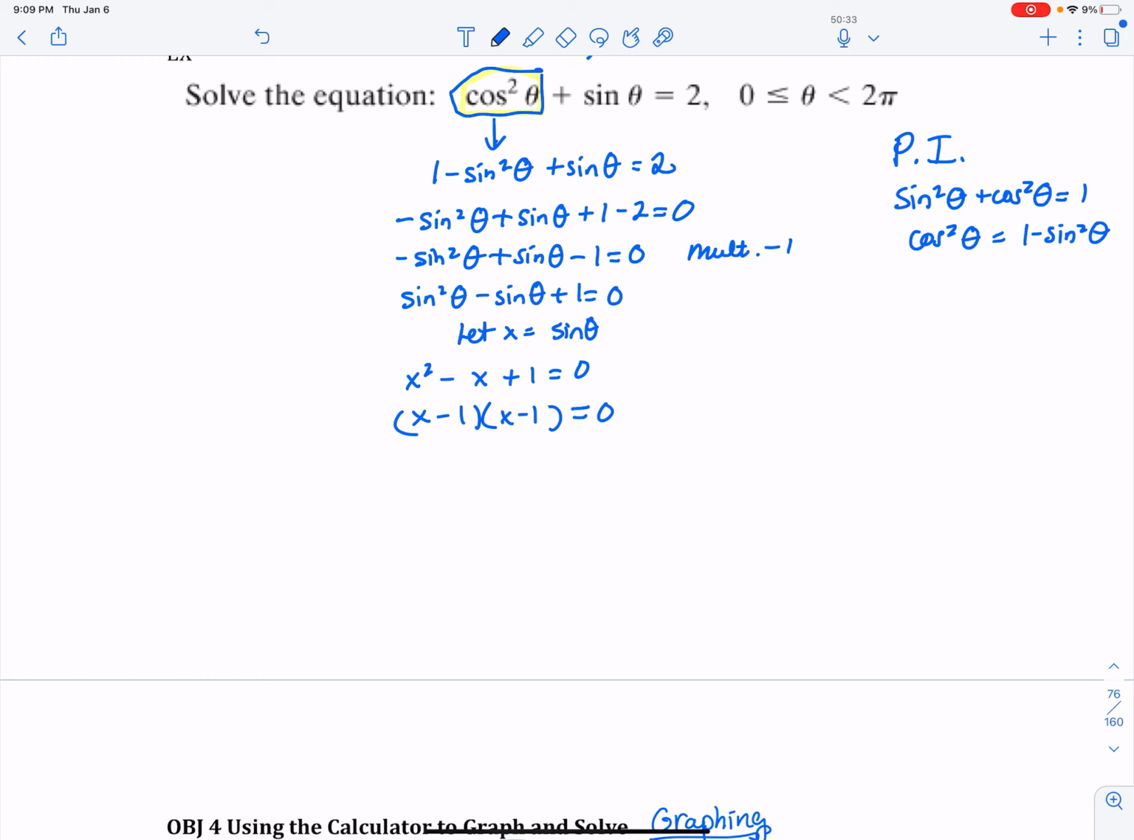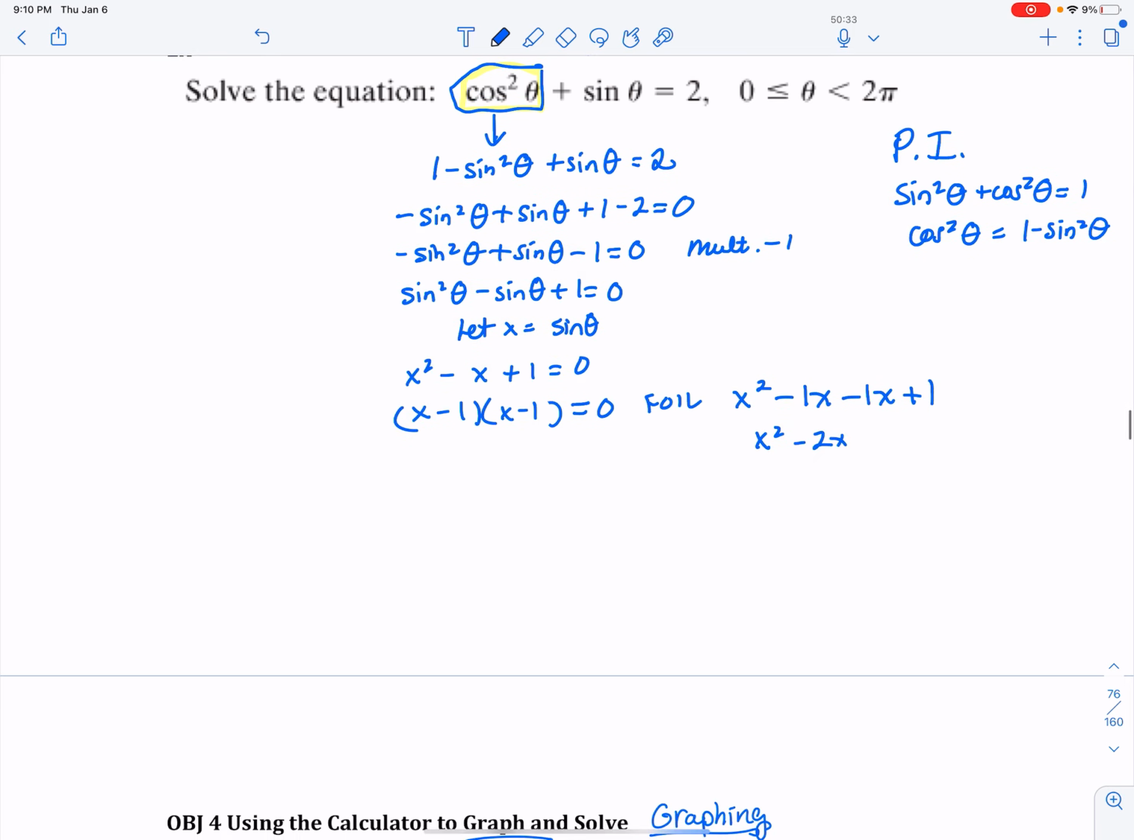But when I check this, I get x times x, which is x squared, x times negative 1, which is negative 1x, x times negative 1 again, which is negative 1x, and then negative 1 times negative 1 is a positive 1. So I get x squared minus 2x plus 1. That does not equal x squared minus x plus 1. So this does not factor.